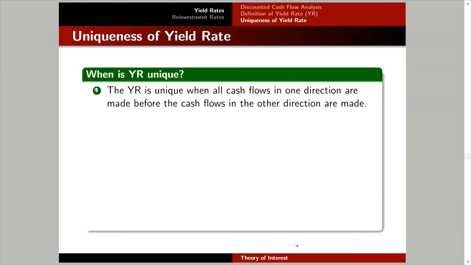Okay? So, mathematically, let's say we have some k between 0 to n. N is the term of the investment. Okay?